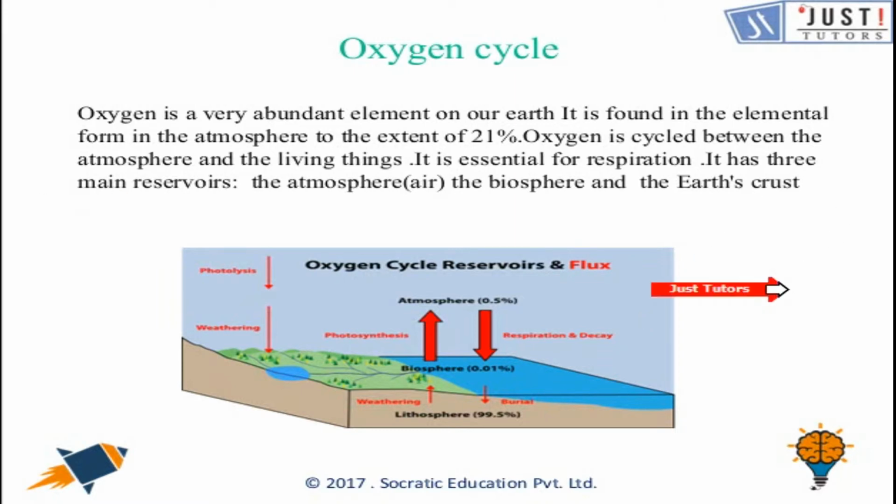So animals use oxygen from the air for the process of respiration. There is a balance between the excess oxygen given out by plants and the oxygen used by animals, so that the percentage of oxygen in dry air is always the same. And this was all about oxygen cycle.